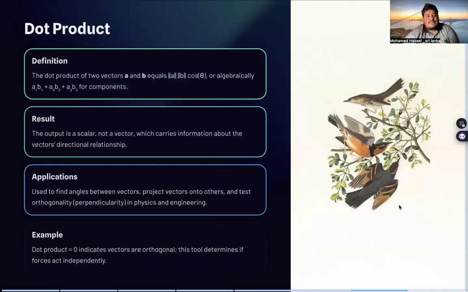And dot product. The definition of this is that the dot product of two vectors A and B equals the product of their magnitudes and the cosine of the angle between them, or algebraically the same like this. You can see the equations here and the results. The output is a scalar, not a vector, which carries information about the vectors' directional relationship. Application: used to find angles between vectors, project vectors onto others, and test orthogonality in physics and engineering.